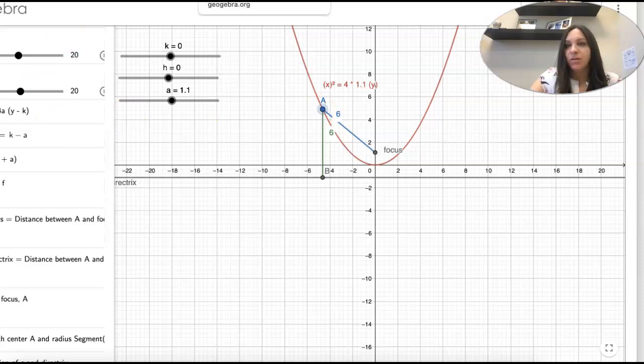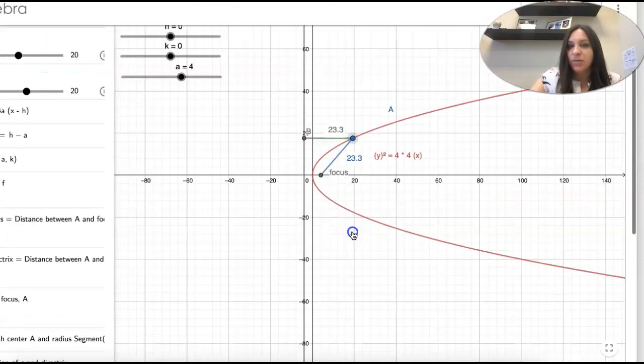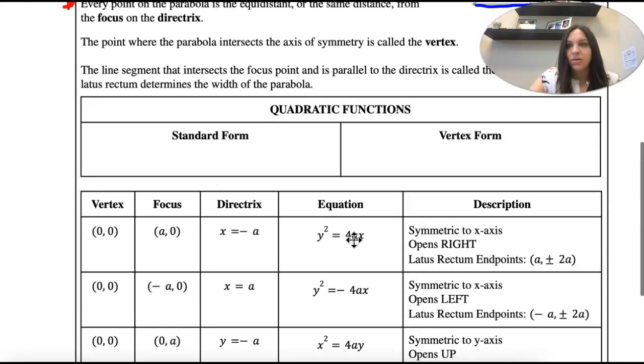So our parabolas are going to be up and down, they're also going to be left to right. But the same thing, the directrix is off the parabola, the focus is in the middle, and those are always the same distances.